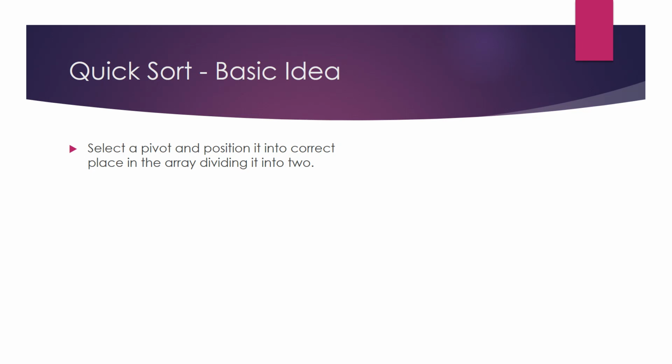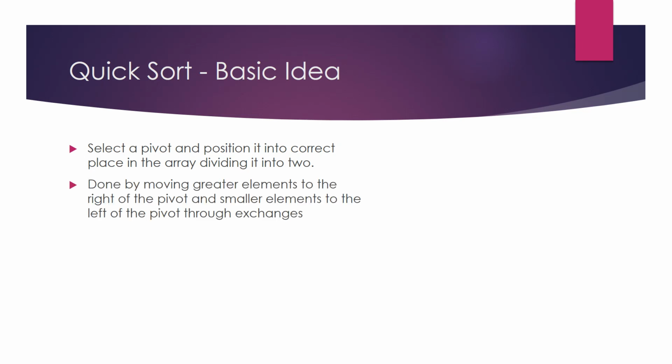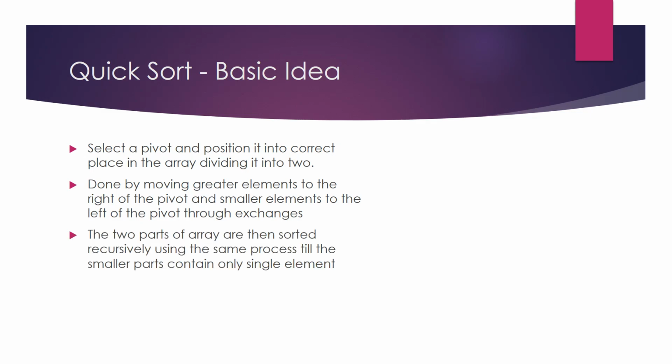And then the idea is to position it into the correct place in the array, dividing it into two. This process is done by repeatedly comparing and moving the greater elements to the right side of the pivot and smaller elements to the left side of the pivot through exchanges. Once the two smaller arrays are created or partitioned, we use the same quicksort process recursively till we are remaining with just a single element.